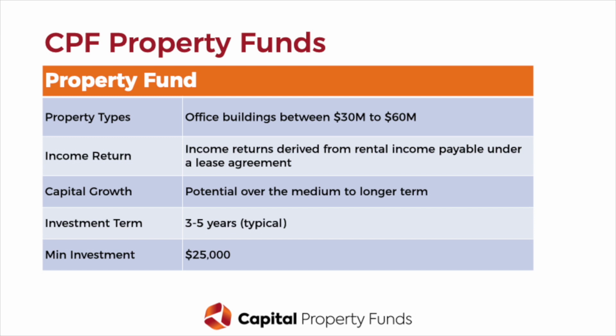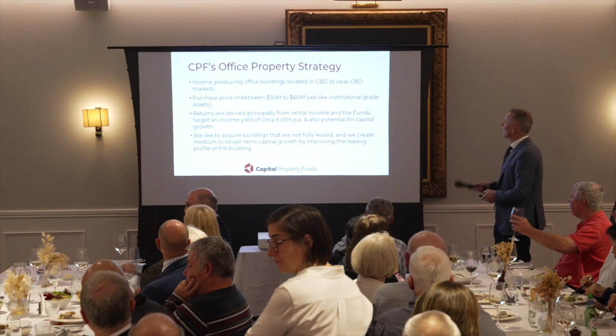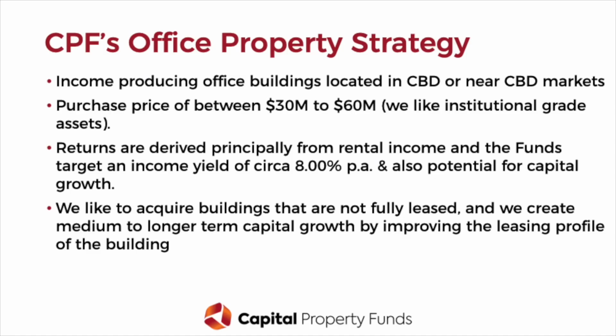And then the other component of your return is capital growth over the medium to longer term. So the return is principally derived from income, but you may also get some capital growth, and I'll talk about that also. And the investment terms are a bit longer. They're generally 3 to 5 year terms, not 12 month terms. And the minimum investment in the property funds is around about $25,000. So typically we like to buy income producing buildings located in CBD or near CBD markets.